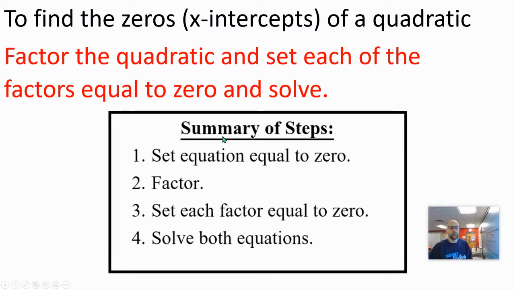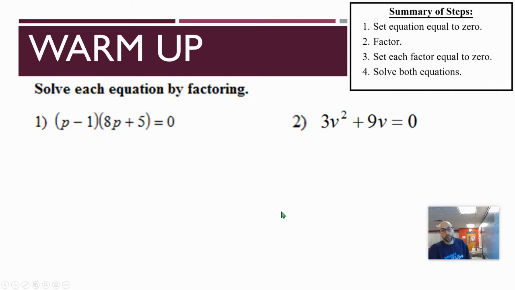So just a quick reminder of what we did yesterday. We worked on solving using the zero product property. The zero product property allows us to solve a quadratic equation. So here are our steps. Set the equation equal to zero. Factor. Set each factor equal to zero, and then solve. Those are the typical steps that we need to take. So in the warm-up, pause the video and try these out. See if you remember anything about these, and then unpause and go from there.